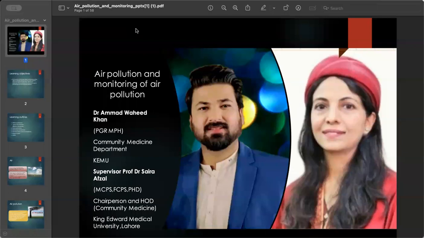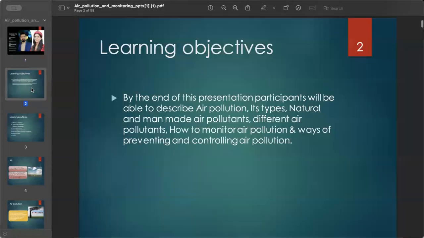Today, the topic of my presentation is air pollution and monitoring of the air pollution. Learning objectives. By the end of this presentation, participants will be able to describe air pollution, its types, natural and man-made air pollutants, how to monitor air pollution and ways of preventing and controlling air pollution.